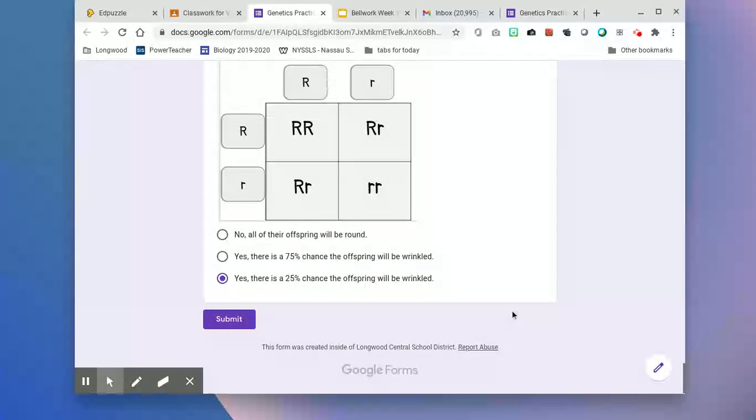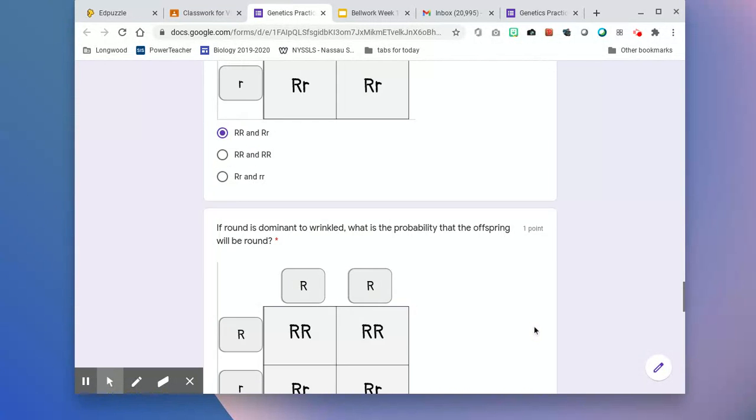All right, guys, if you have to watch it again to make sure you have the right answers before you hit submit, you may. And make sure that you've checked over your work for packet page 8 as well.